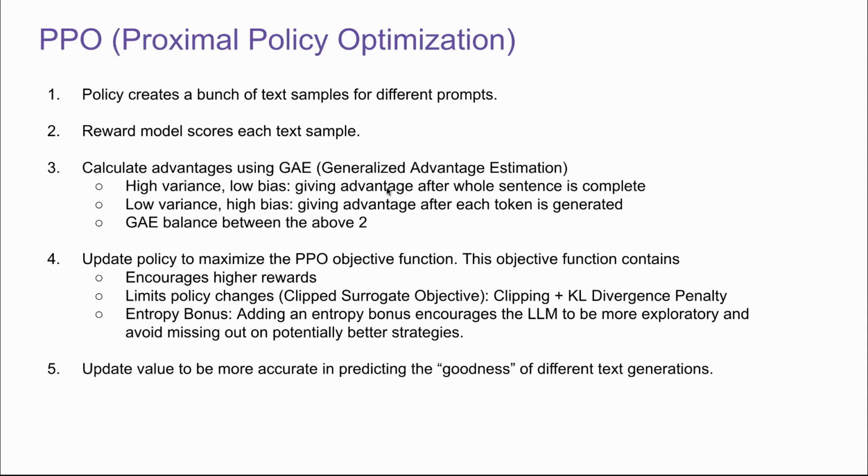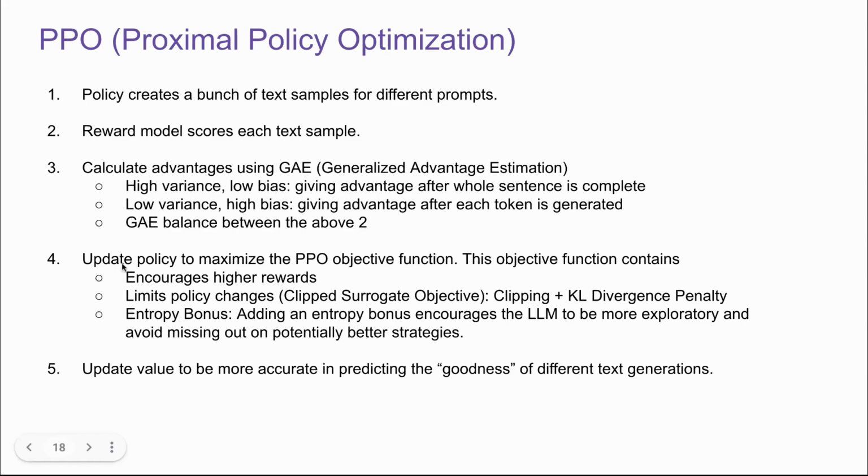This is giving reward. If you give reward after the whole sentence is complete in a text generation task, it's high variance and low bias. So you can only know the total reward after everything is done. But if you give reward after each token is generated, then it's low variance, high bias. Because with local optima, you never know what the final reward is. The last token can be totally out of place. So GAE balances between the above two. It balances between variance and bias.